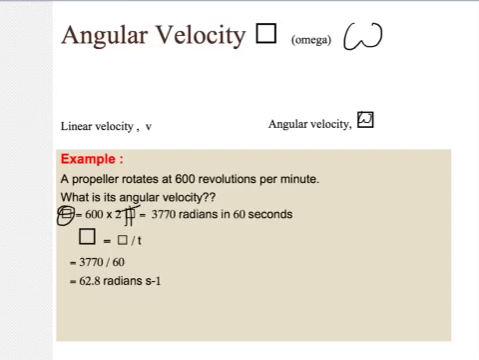In this case, 3,770 radians every minute, or 60 seconds. So now we are in a position to use the equation omega equals theta, angular displacement, over time. Plug in the numbers, 3770 divided by 60, and you get 62.8 radians per second, often written in shorthand as rad/s or rad per second.